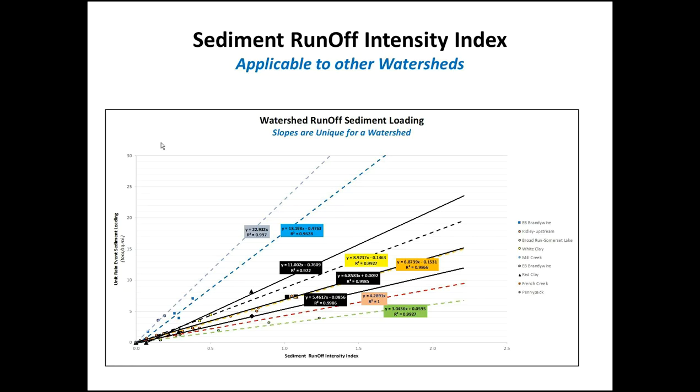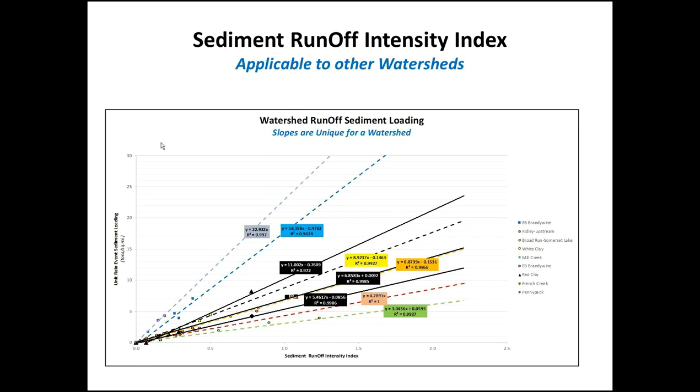Now, what I will say is these data points don't come from multiple years, because I only have three or four data points on each of these watersheds. So I chose 2018 because we had an awful lot of runoff events in that year. It was easy to go in and pick the same runoff time frames that we did for the work we had at Rudd Run.